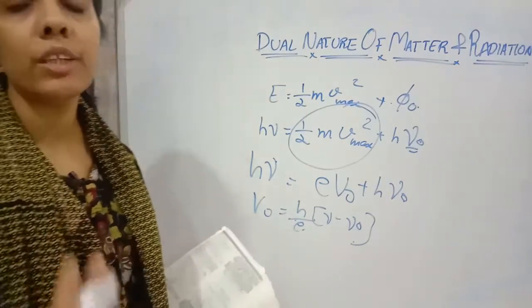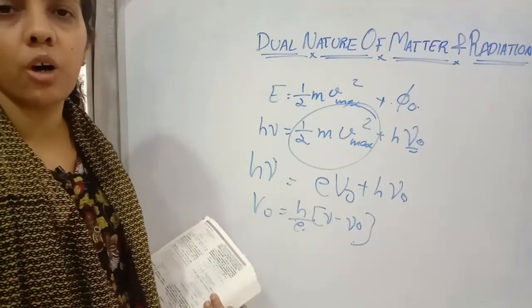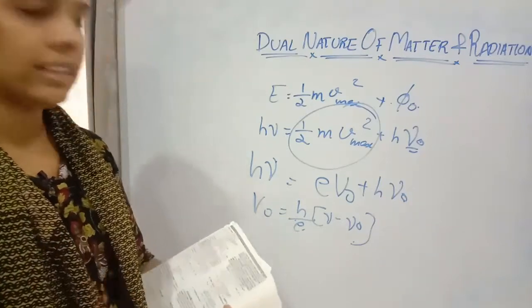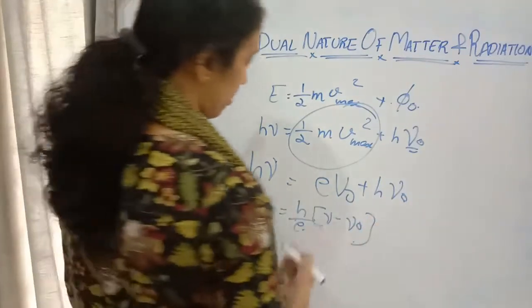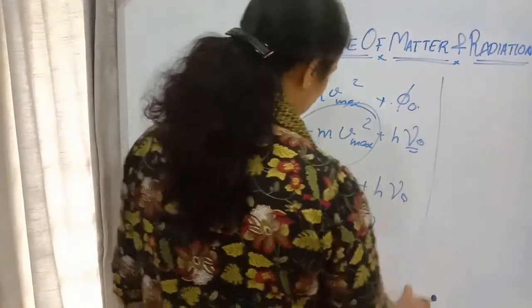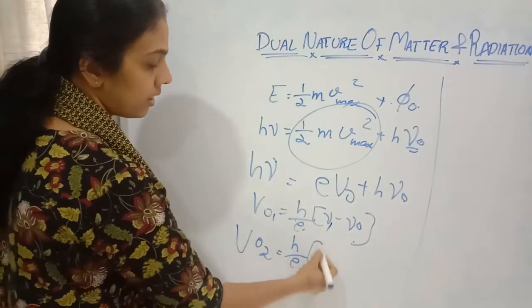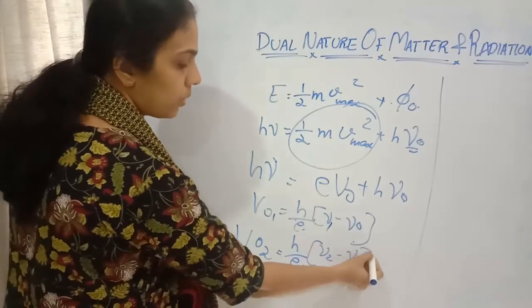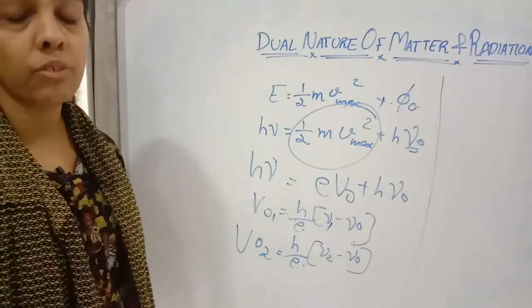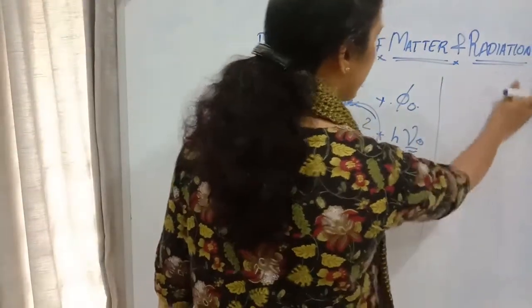Now we need to find the difference. What is the increase which is happening? We are increasing the frequency from 4 into 10 to the power 15 to 8 into 10 to the power 15. So this is V01 for h nu 1. Then what will V02 be? V02 will be equal to h by e, which is constant, into nu 2 minus nu 0. Nu 0 remains the same because the threshold frequency remains the same for the same metal, right? So here we are increasing the frequency alone.